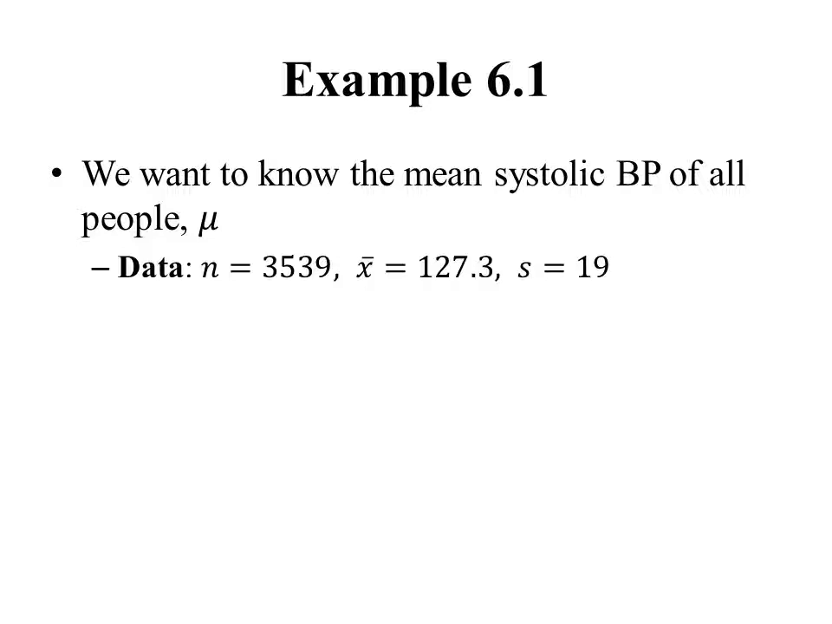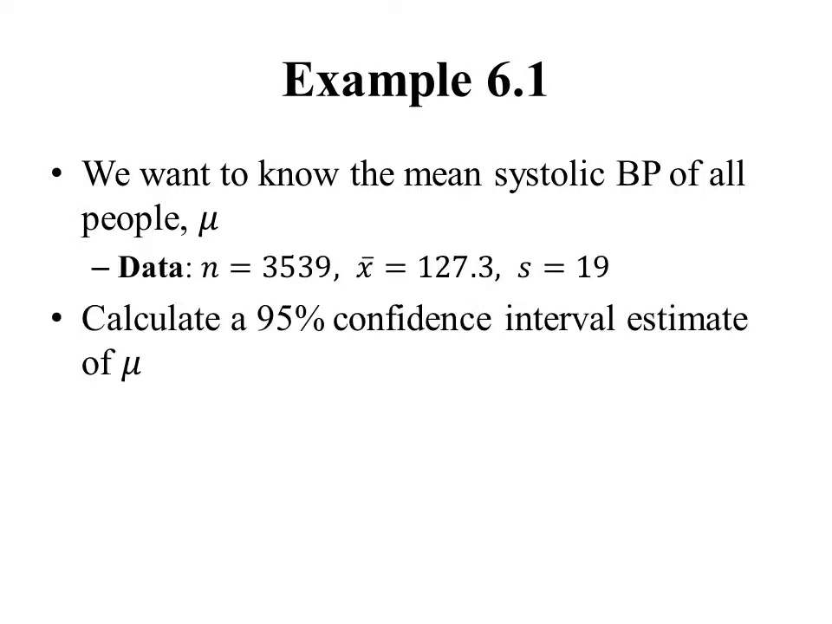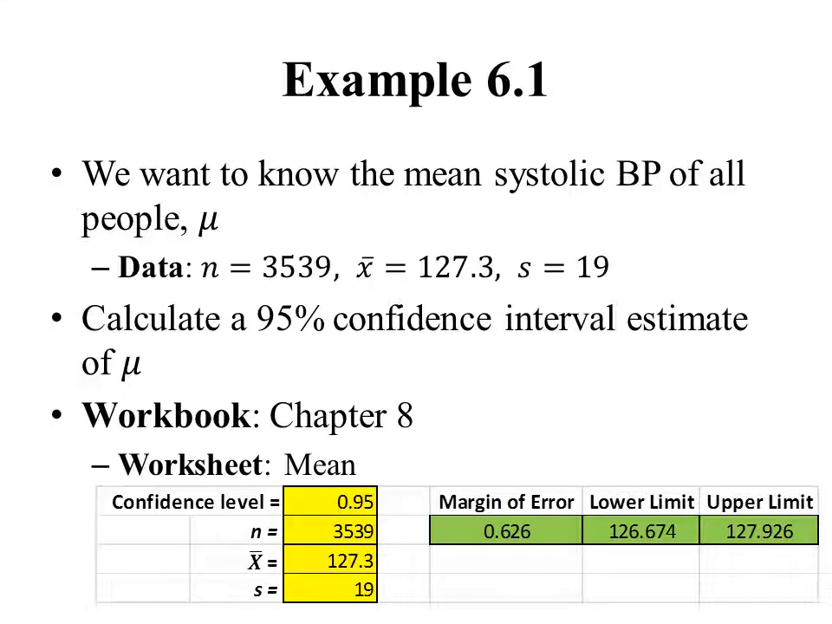So we go out and we get a sample of 3,539 people. We take the blood pressure of each. We calculate a mean blood pressure of 127.3 and get a standard deviation of 19. And so let's use this information to calculate a 95% confidence interval estimate of mu. This is what we did in chapter 6 when we talked about confidence intervals. To perform this calculation, we could use the workbook chapter 6, but I've actually put this worksheet in the workbook chapter 8.